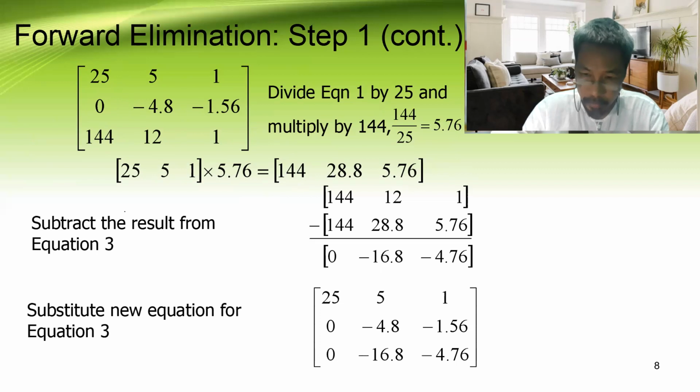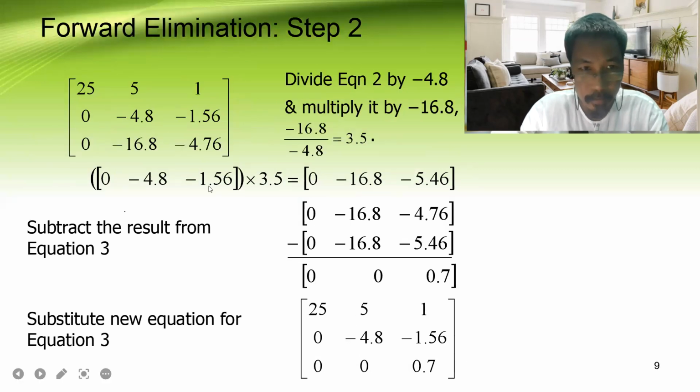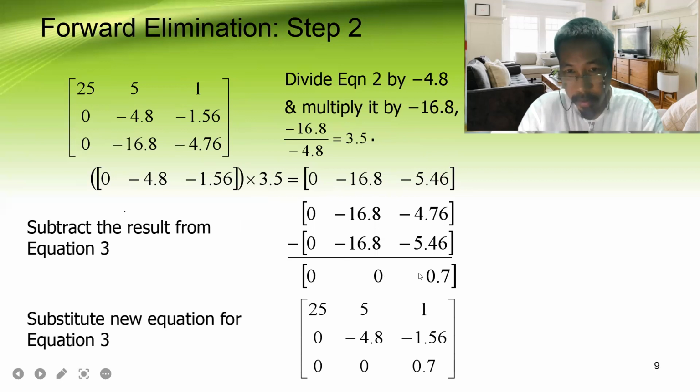So that is nice. And let us move to the next operation, which is we want this one to be 0. That's why we need the second row, which is our equation 2. Divide by negative 4.8 and multiply by negative 16.8. And our second row will look like this. And subtract it from the third equation. So subtracting will become 0, 0, and 0.7.